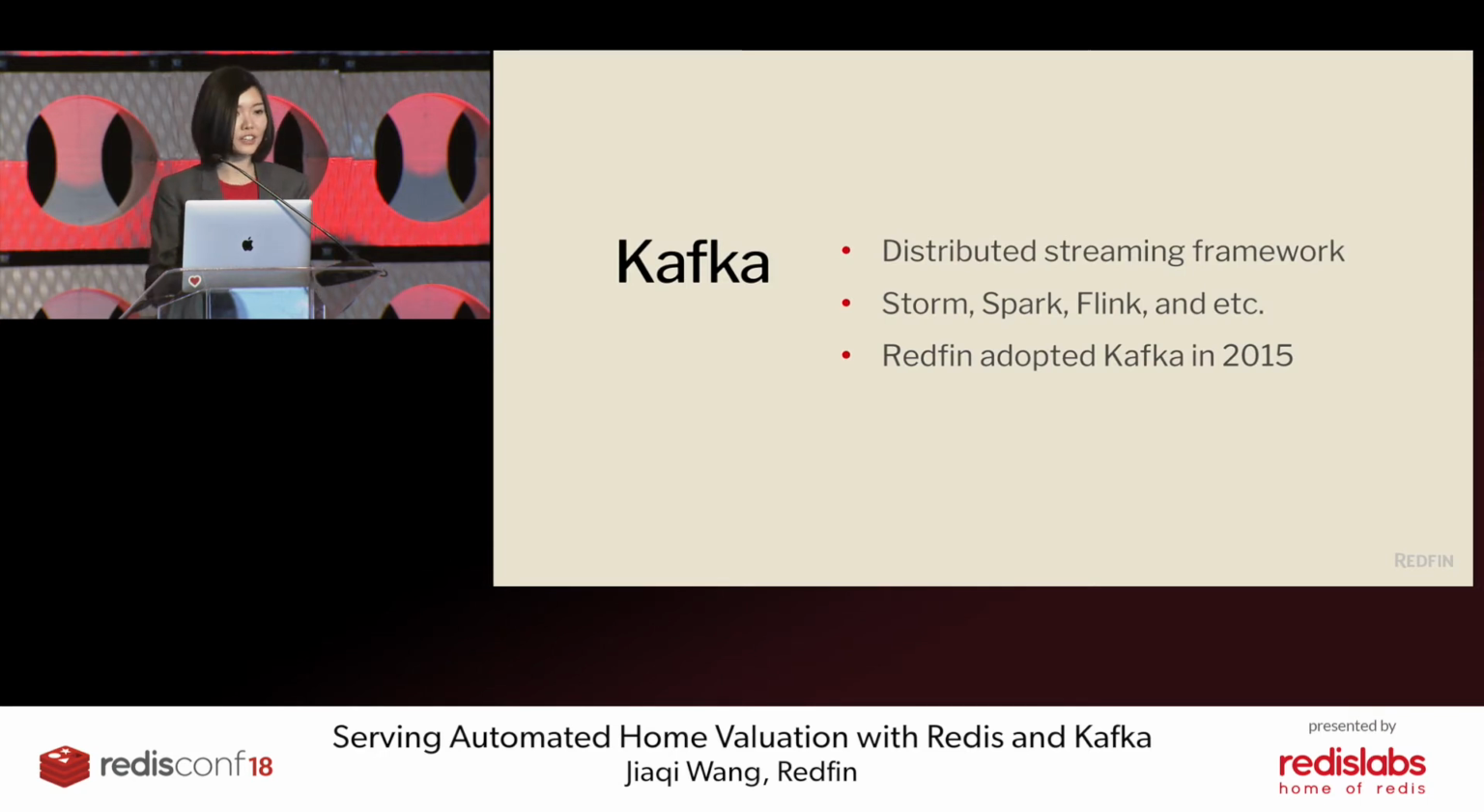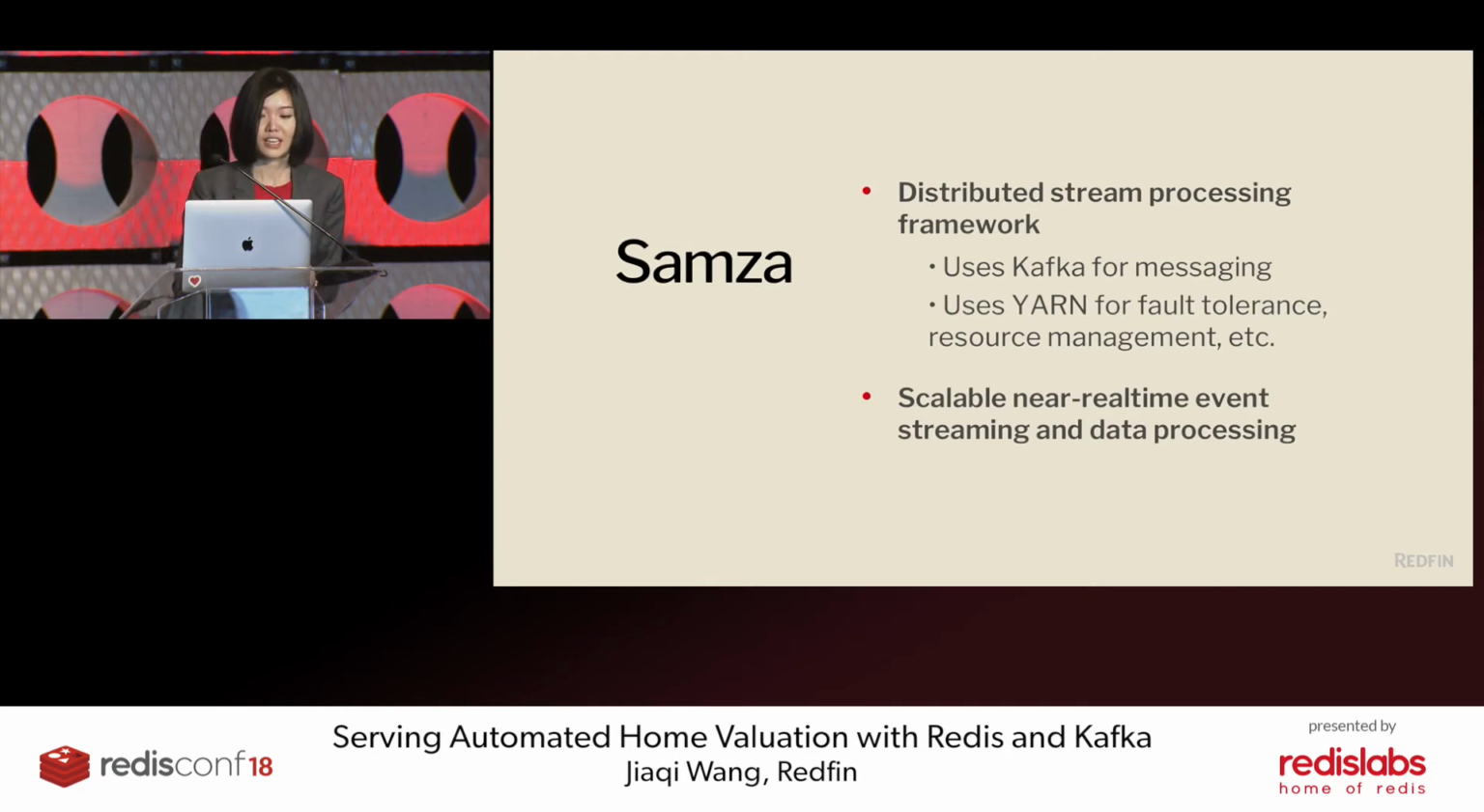For those of you who aren't exactly familiar with Kafka or Samza, I'm going to give a quick intro without going into too much detail. Kafka is a distributed streaming framework originally developed by LinkedIn and later open sourced. Redfin adopted Kafka back in 2015 to scale up our fast-growing notification needs. At the time, it was mainly serving as a low-latency messaging system, and that's where Samza comes into the picture. Samza is a stream processing framework that uses Kafka for messaging and Hadoop for fault tolerance, resource management, and a bunch of other things.